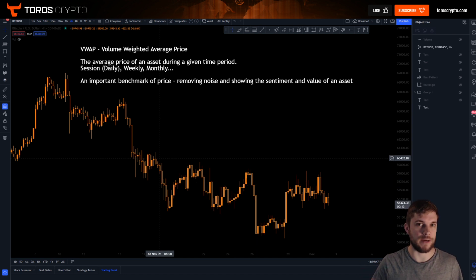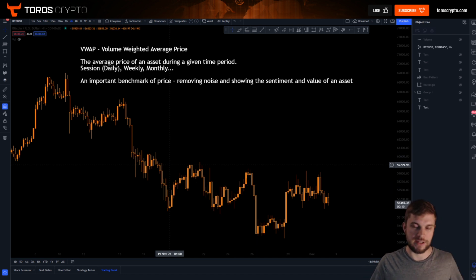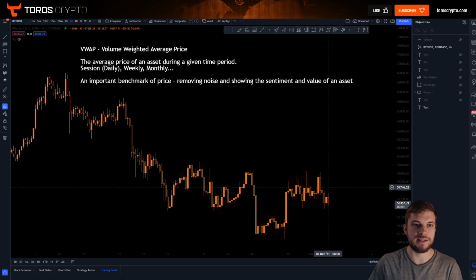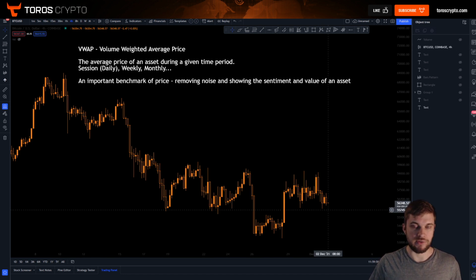If you just want to understand where the average price is, with the understanding that a market is always trying to find its average, trying to find its value, and trying to find that balance, then it removes a lot of the noise and you can really use that as a good benchmark to take trades off of.